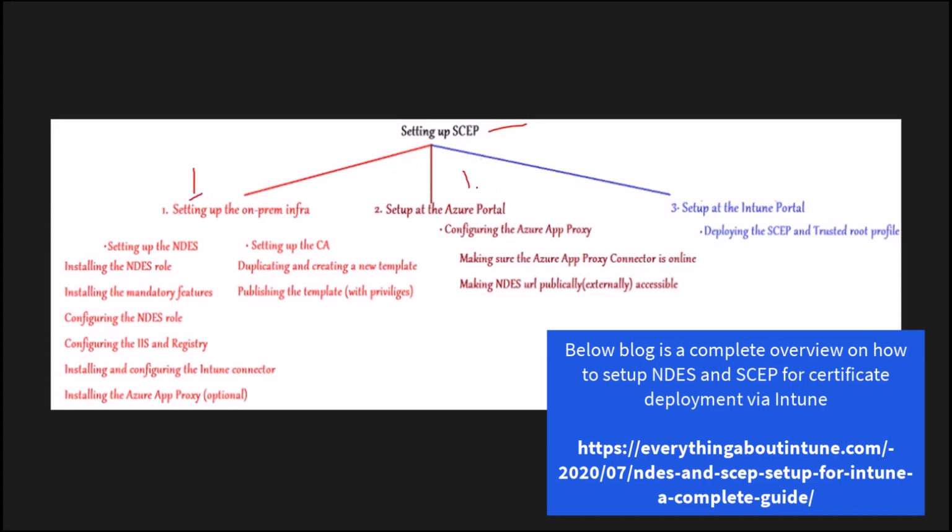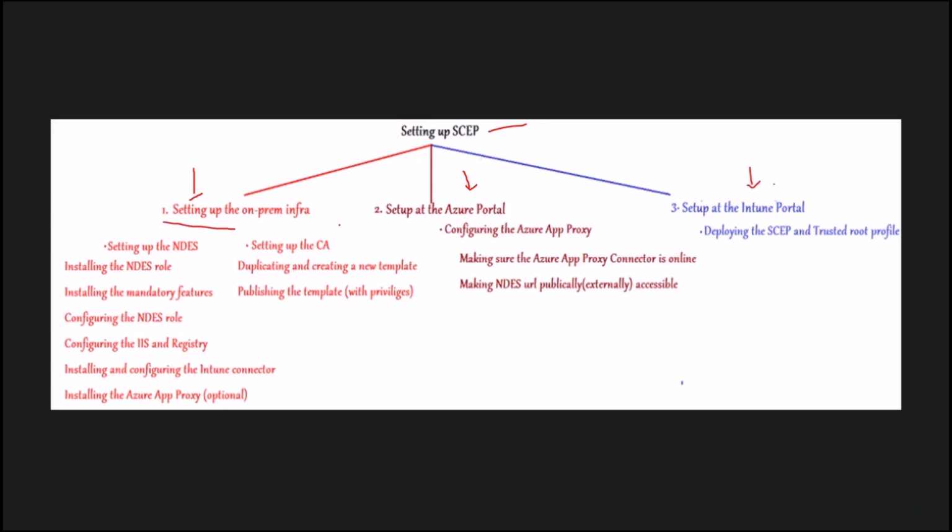The second step is setting up the Azure portal. There are things that we'll have to do in the Azure portal. And the third step is things that we have to do in the Intune portal. Now, as far as setting up the on-premise infra is concerned, there are two things that we have to set up in the on-premise infra: we have to set up the NDES and we have to set up the CA.